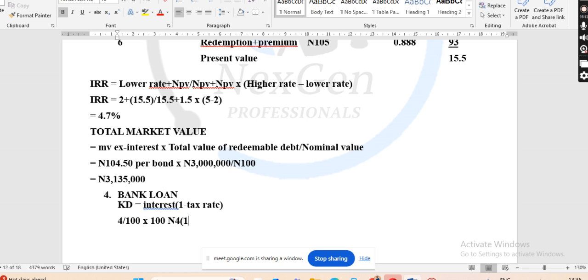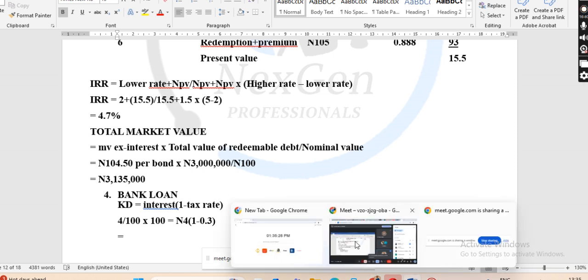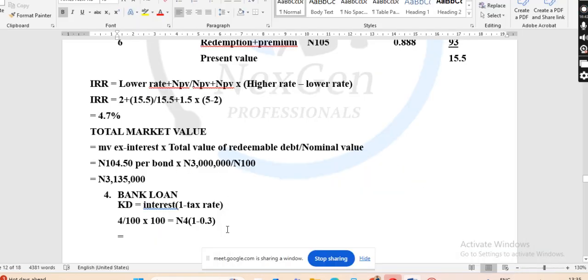You can now say 1 minus, what is the tax rate? 0.3. What will be the cost? Class, quickly, what will be the cost? 2.8. Yeah, 2.8%.